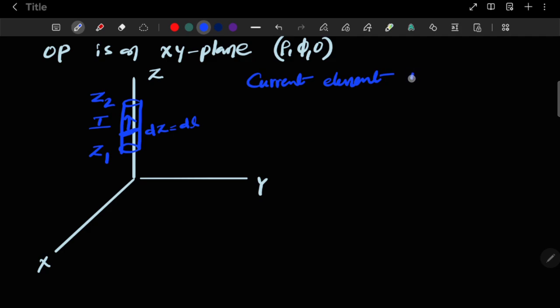Current element, that is I dl. So due to this small ideal current element, we need to find the differential magnetic field at the observation point. Then we have to do integration with respect to z from z1 to z2. Then we can get the total magnetic field intensity at the observation point due to this entire current carrying conductor. That is the approach we are following here. For this, we are going to use the Biot-Savart law.